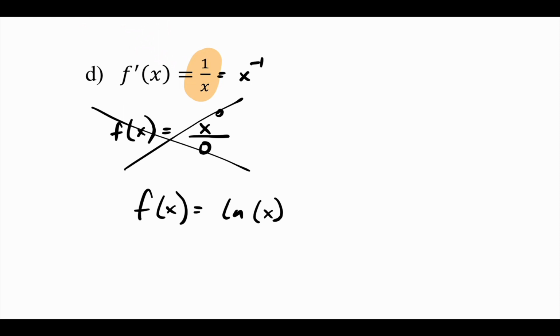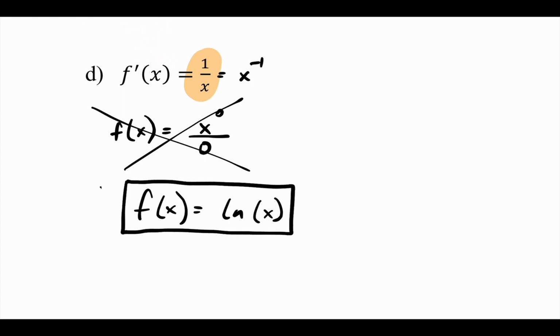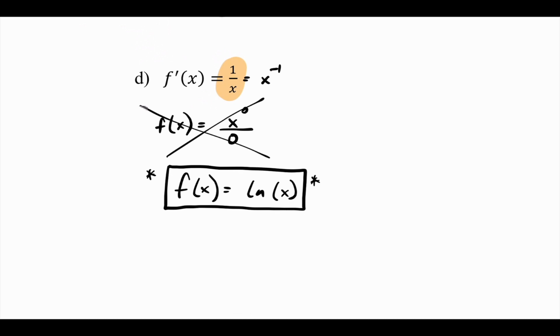Because the derivative of a natural log is 1 over x. So if I do the antiderivative, it works. The antiderivative of 1 over x is a natural log. Okay. So make a note on your notes that if you have that guy, 1 over x, the power rule won't work.